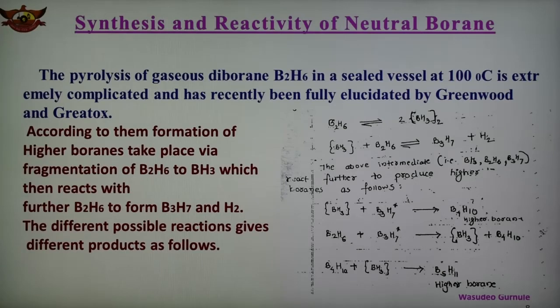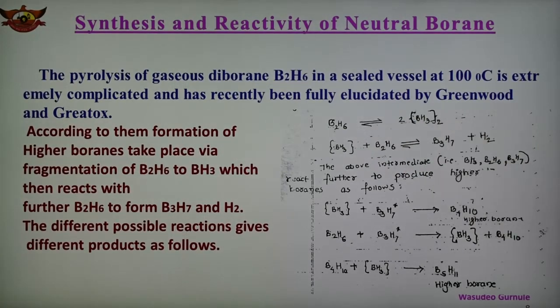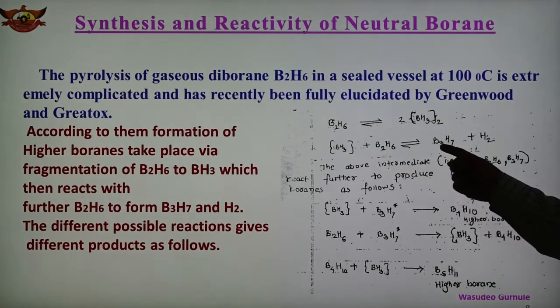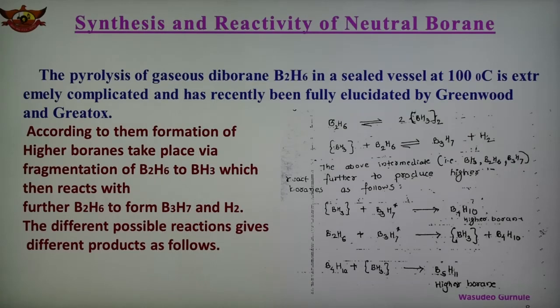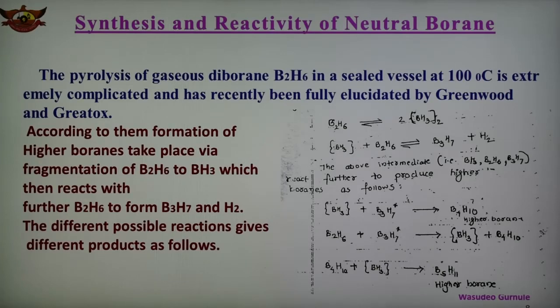Higher boranes can be synthesized using diborane, and this pyrolysis of gaseous diborane was given by Greenwood, the name of the scientist. Here diborane forms two molecules of BH3, and this BH3 further reacts with B2H6 to give B3H7, and hydrogen is released. These intermediates BH3, B2H6 and B3H7 react further to form the higher boranes, which are shown here.